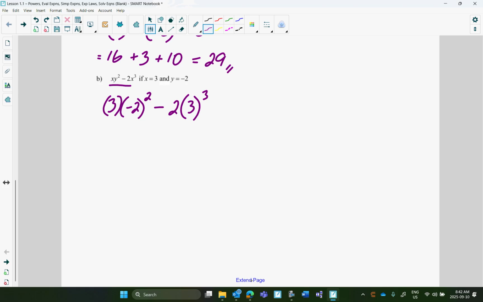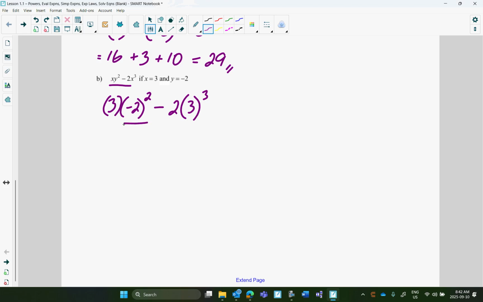Now, to calculate it or evaluate it, remember proper order of operations. Think BEDMAS. So we've got to do exponents first. This has got an exponent in it. It's also got multiplication in it. I do the exponent first. Grab one of each of those.